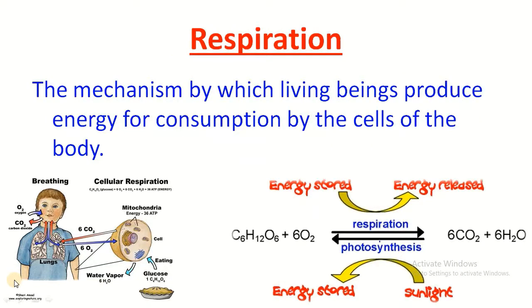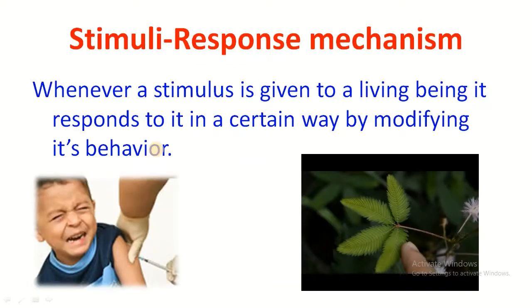Respiration is the mechanism by which living beings produce energy for consumption by the cells of the body. We all know that living beings require energy for survival. We can see that both animals and plants undergo the process of respiration, though the mechanisms are different, but the end result is the same. So we can say that plants have the ability to do respiration like animals, so it makes them living.